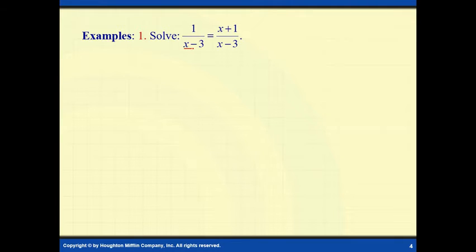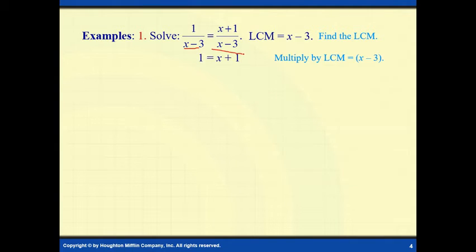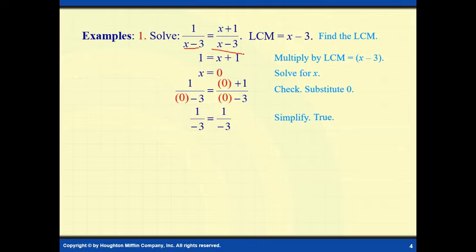Notice with this one that our denominators are the same. And with them being the same, that means the LCM is the same, which means we can actually get rid of them and just say 1 is equal to x plus 1. Solve for x, and your x is 0. If you plug that 0 back in, you'll notice that nothing is undefined, and that you have negative 1/3 is equal to negative 1/3, and so this is true. Let's take a look at our second one.